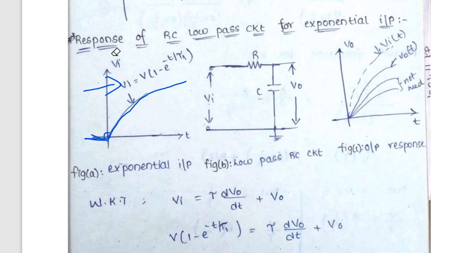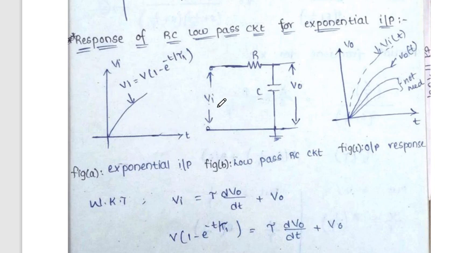Now the total cases of operation are divided into two cases. First case, t less than or equal to 0. Second case, t greater than 0. For t less than 0, the input signal is 0. Whenever you apply that signal to this circuit, initially we can assume that the voltage across the capacitor is taken as 0.